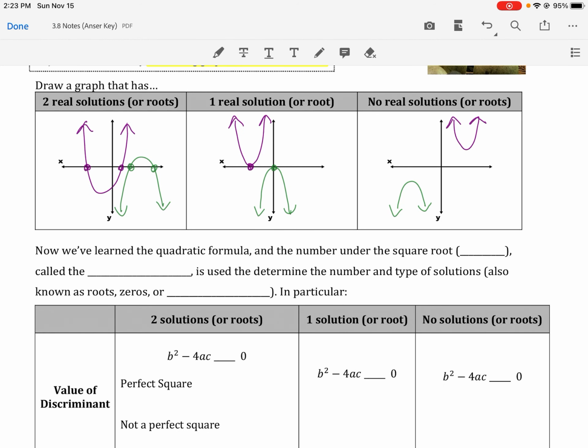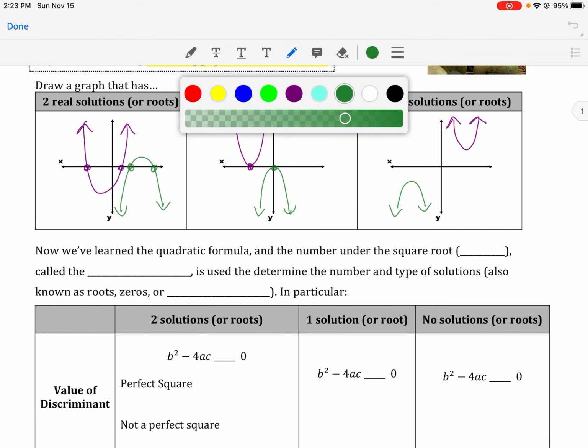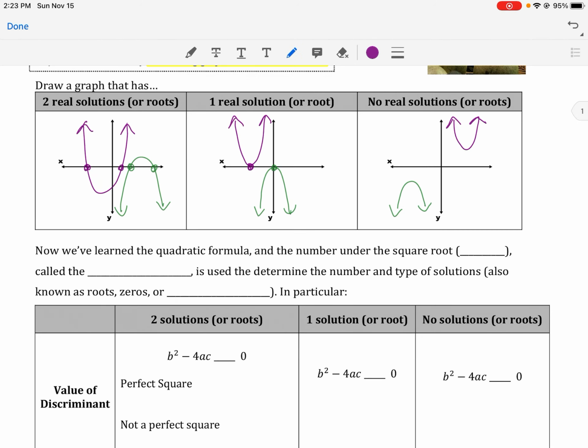Now we've learned the quadratic formula in class. The number underneath the square root, the b squared minus 4ac from the quadratic formula, is called the discriminant, and that is used to determine the number and type of solutions.